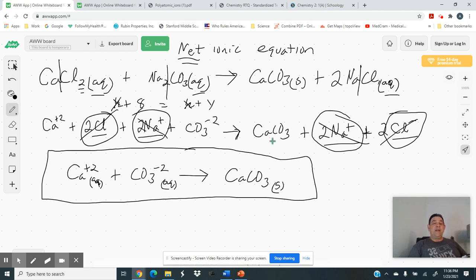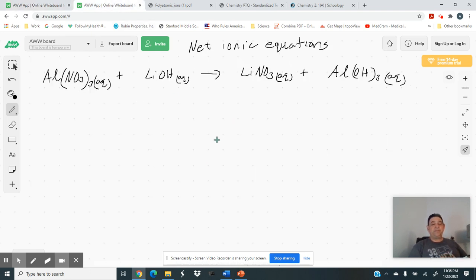Okay. Let's try the second problem here. This one's a little bit trickier, only because the balancing is a little more involved, but it's still the same 4 steps. So we got aluminum nitrate that reacts with lithium hydroxide, both aqueous. It's going to form lithium nitrate, which is aqueous, and aluminum hydroxide, which is a solid.